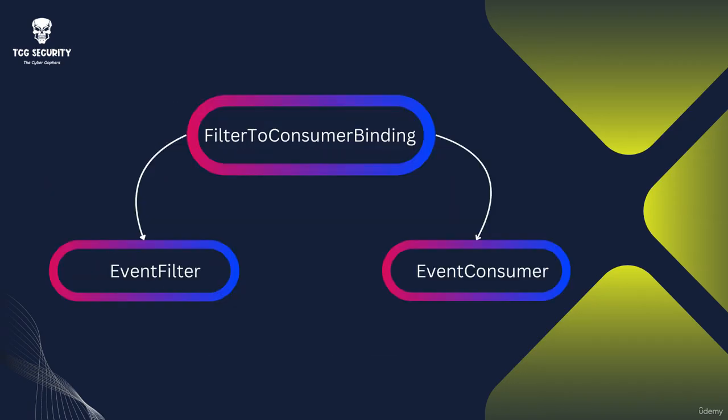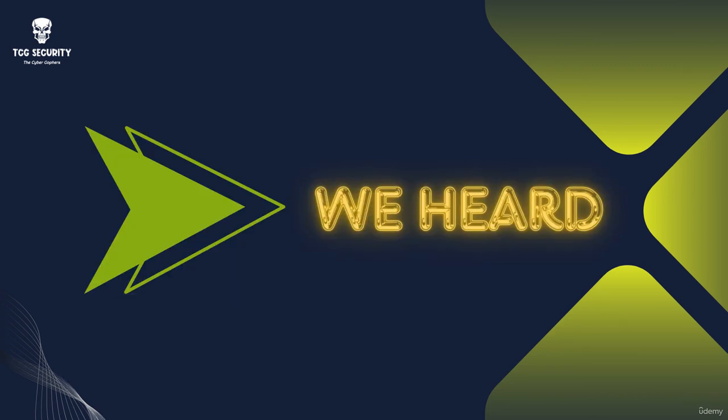To create a permanent WMI event subscription, we have to define three things. First, the filter to consumer binding, which links the event filter with the event consumer and specifies which events trigger the action defined in the consumer. Next, the event filter, which defines the criteria that determines which events trigger the subscription. And lastly, the event consumer, which specifies the action or a script to execute when the event occurs. Alright, I think now we have a clear picture of what we are going to deal with.